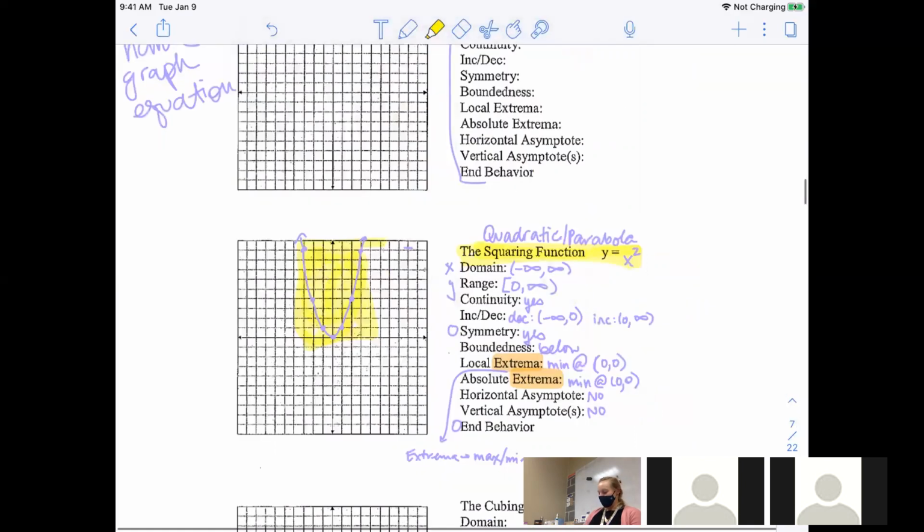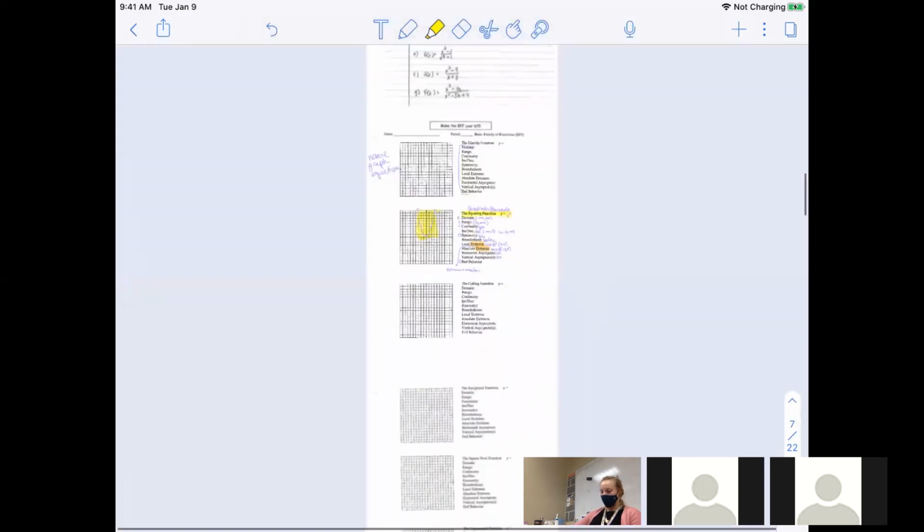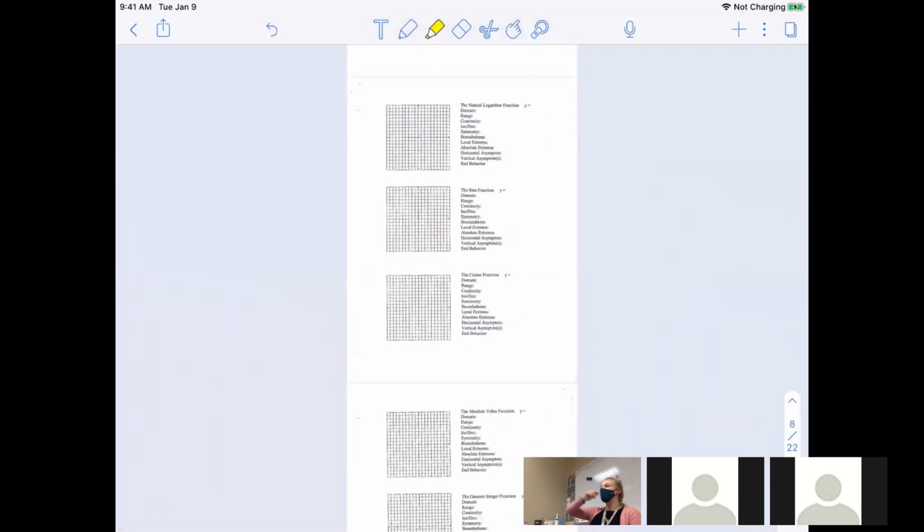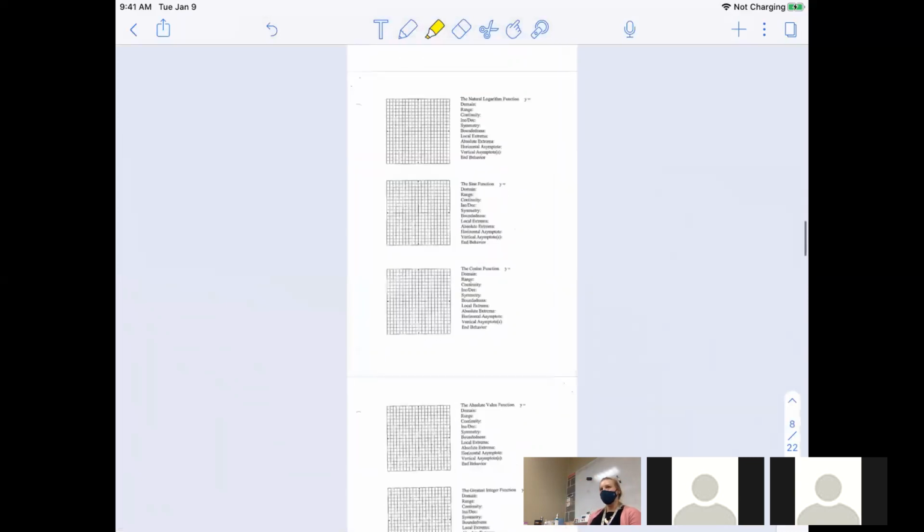In this, there's room for 12 graphs, so it's like 4 pages of graphs. Since you just have to do the name, graph, and equation, it will not take you very long. It'll take you less than 10 minutes because you're just doing 2-3 things. Cool. You do not have to fill in the other things.